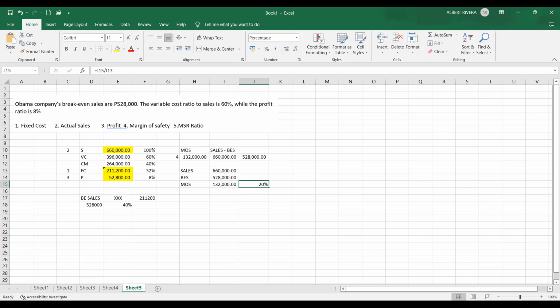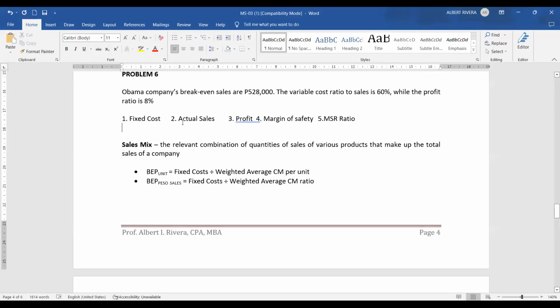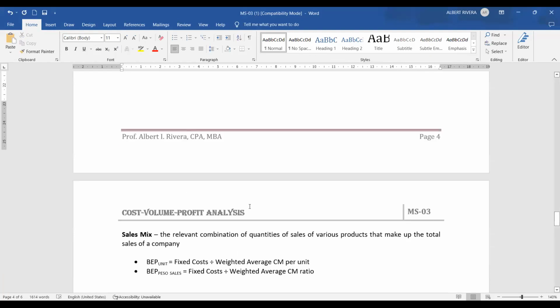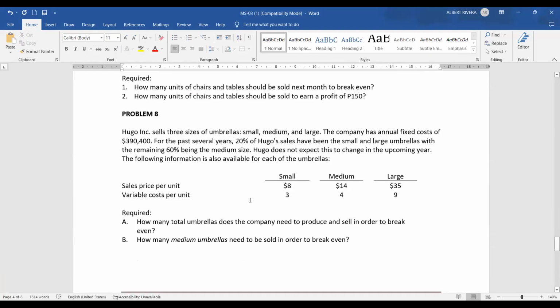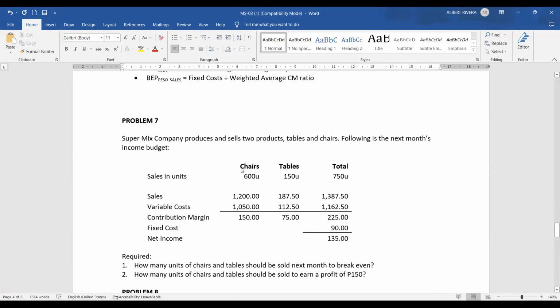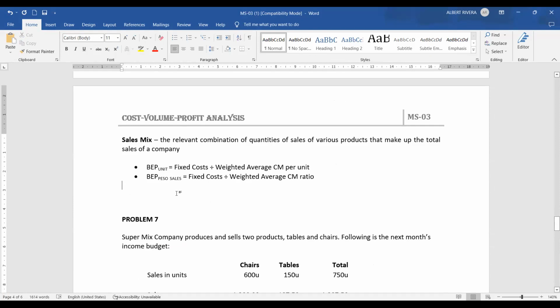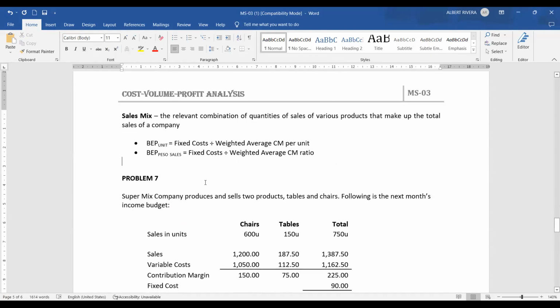Okay, so let's resume with the lecture in MS03. Okay, so we're now at the sales mix. Okay, so konti na lang class. So, sales mix tayo. So, under the sales mix, your step number one would be the computation of the weighted average CM per unit.